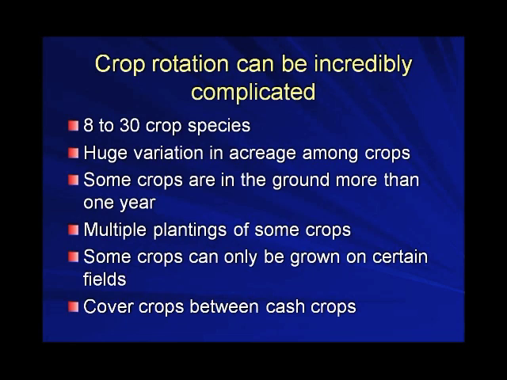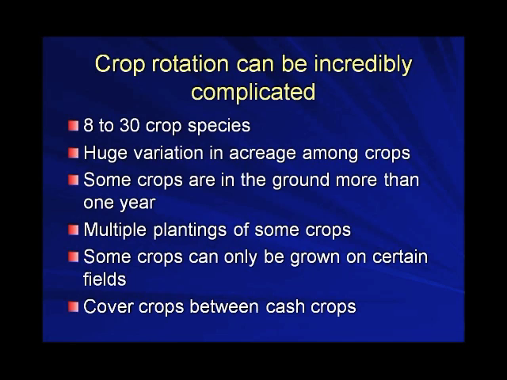Some crops are planted multiple times during the year. Here, many vegetable growers will grow six or seven different crops of lettuce, and obviously the crops that can follow a spring-planted lettuce are going to be different than those following a fall-planted lettuce, or a summer-planted lettuce.